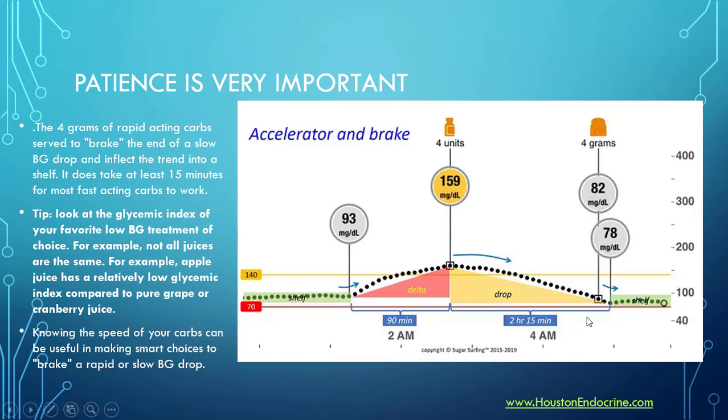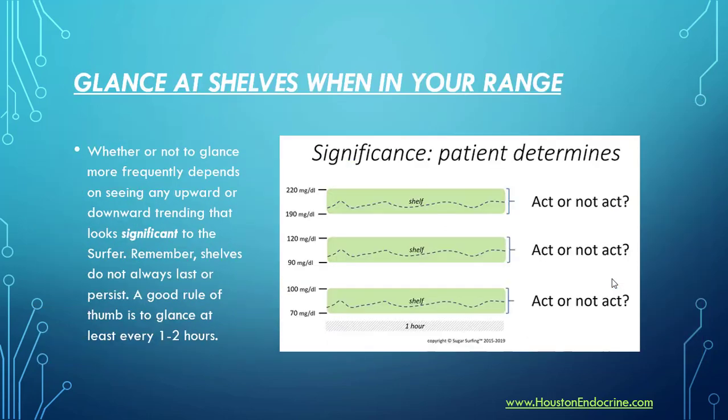They watch the drop over a period of time, and if you get a little nervous about dropping low, you can use a break of 4 grams or a small amount of carbohydrates to cause an inflection to flatten out and get back to steady state or a shelf. So remember, glancing at these shelves when you're in your range is important.